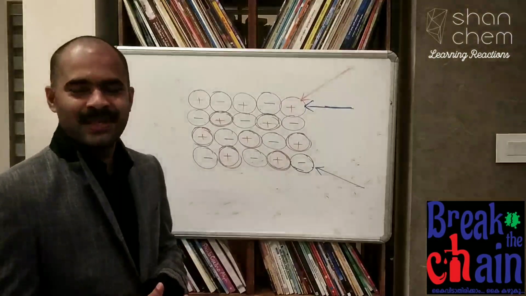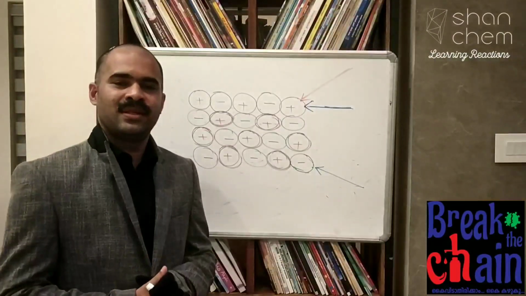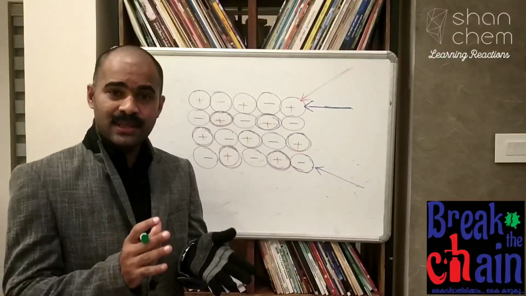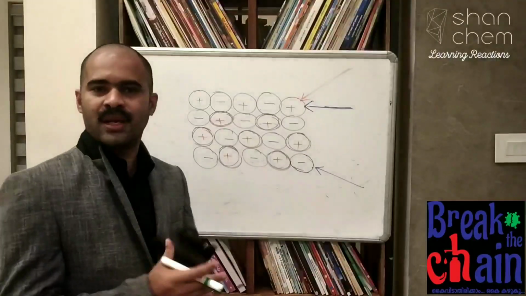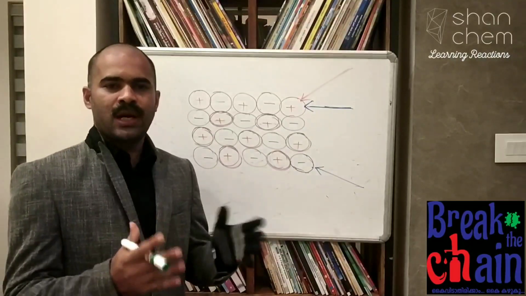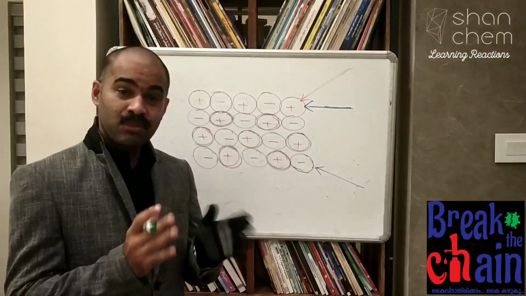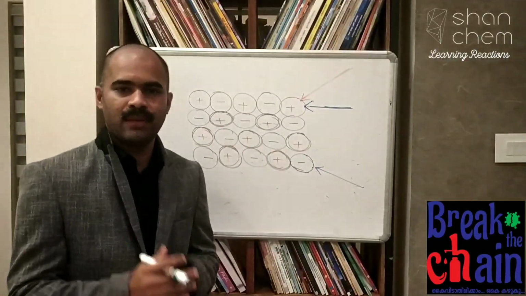Dear students, in my first video, we discussed the different types of solids. The first one is crystalline, and the second one is amorphous, very simple. We also discussed the important properties of crystalline solids and amorphous solids, and what the differences are.